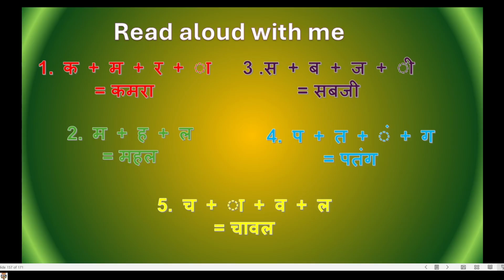Sa, Bha, Jha, and this is E ki matra. That is the long E ki matra. Sa, Bha, Ji, Sabji. As I said, since we have a long sound here and we don't have any matra to the previous letter, it will be pronounced as a half letter, making it to sound Sabji instead of Sabaji.